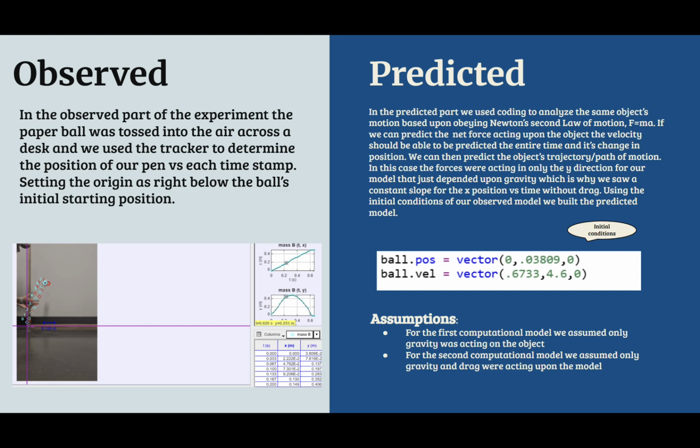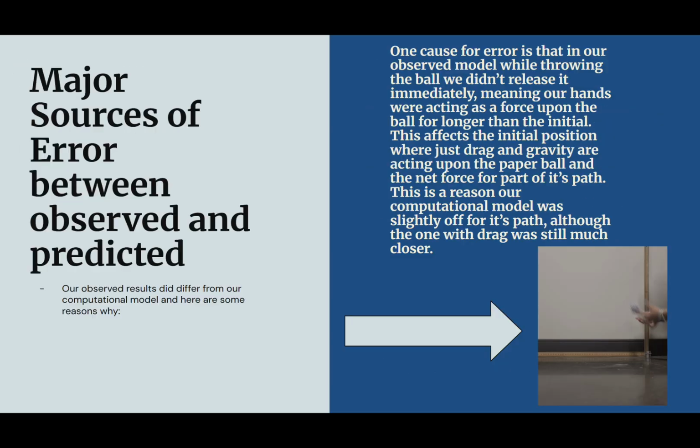We made multiple assumptions for this experiment. For the first computational model, we assumed only gravity was acting on the object. For the second one, we assumed only gravity and drag were acting upon the model. We had a major source of error between the observed and predicted, and here's why.